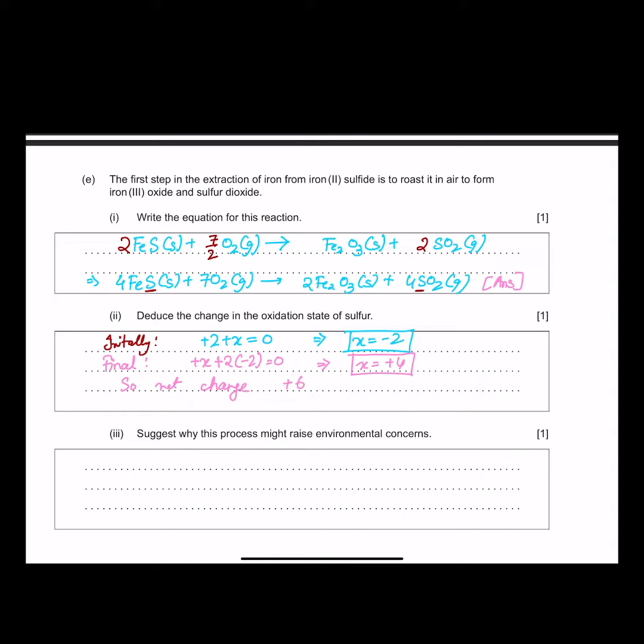So the next question says, suggest why this process might raise environmental concerns. In this case, the SO2 gas which is evolving would be our main concern because SO2 is generally an acidic oxide. So what happens is when SO2 rises, it would combine with the water vapor in the clouds. And as a result, the rain which would occur would become acidic. So we can write it like this: SO2 produced would result in acid rain, which is harmful for the environment.